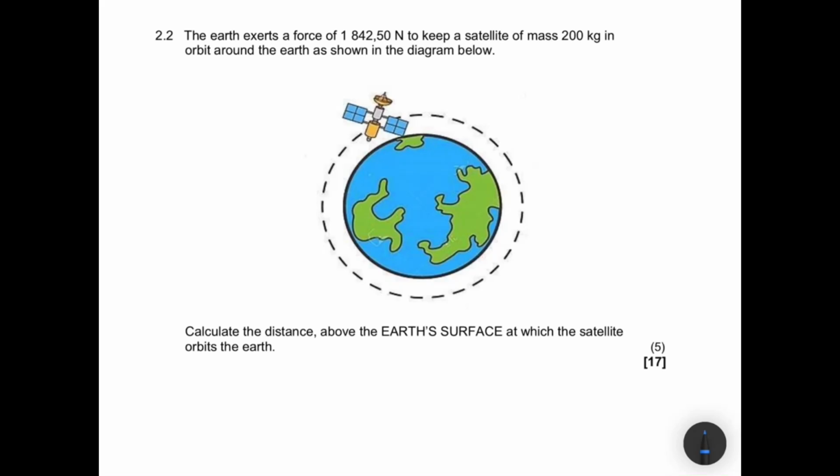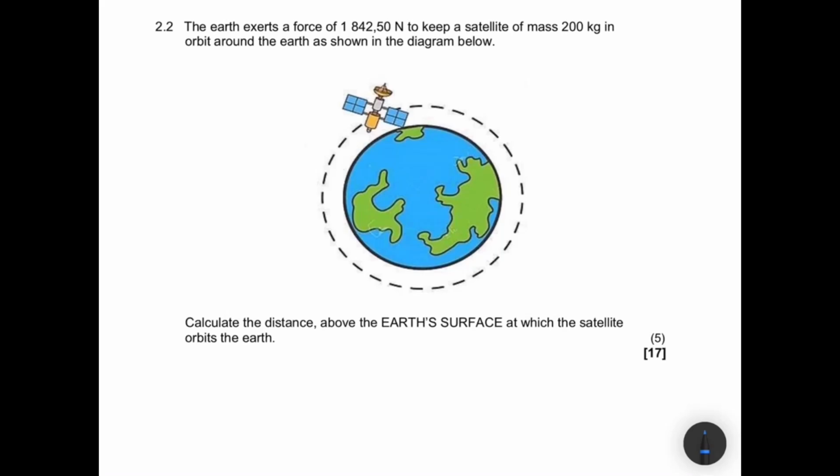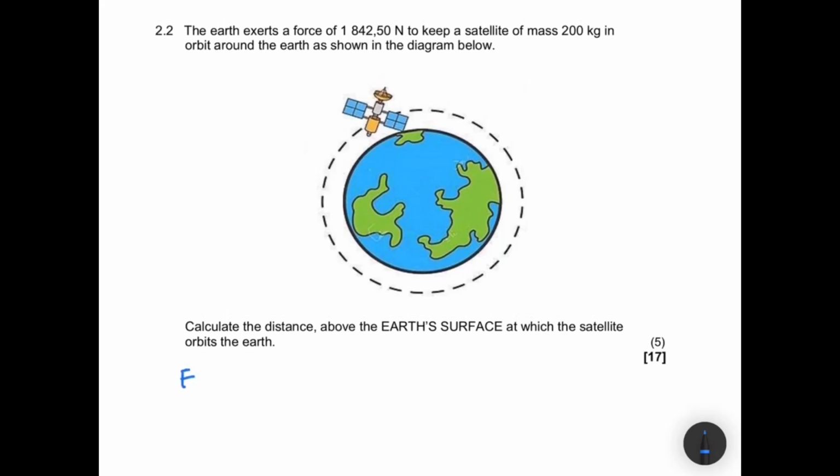So let's look at the information we have, right? We have the force that is acting between the Earth and the satellite. And then we have the mass of the satellite, right? Apart from the mass of the satellite, we have the mass of the Earth, because the mass of the Earth is a constant, right? So we have the mass of the Earth. And then now, what we're looking for is the distance between the Earth and the satellite, right?